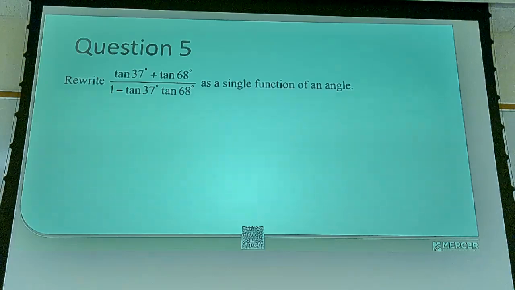Oh, here we go. Speaking of tangent, this one's clearly a tangent identity. But which one? Sum or difference? Again, you can tell just by looking at the sign of the numerator. The numerator keeps the same, so this is the sum identity for tangent. Tangent of alpha plus beta.